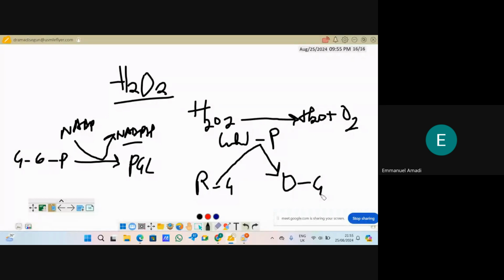See, for those people who did biochemistry with me in February, I was able to tell you that without a cofactor, a chemical reaction can never take place. For example, think about it.